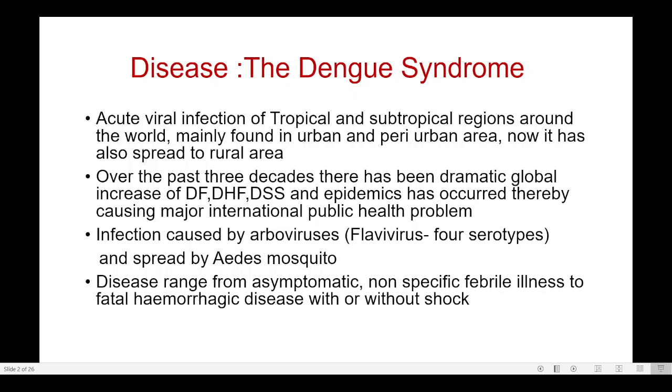This is an infection caused by arboviruses, flavivirus. There are 4 serotypes, we will come to it later on, and it's spread by the Aedes mosquito. The disease spectrum has a wide range. It starts from asymptomatic to non-specific febrile illness to fatal hemorrhagic disease with or without shock.